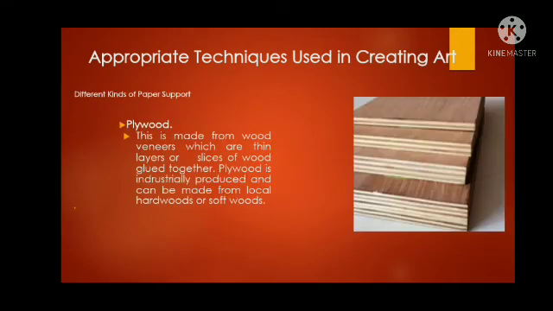Next, we have the plywood. This is made from wood veneers, which are thin layers or slices of wood glued together. Plywood is industrially produced and can be made from local hardwoods or softwoods.